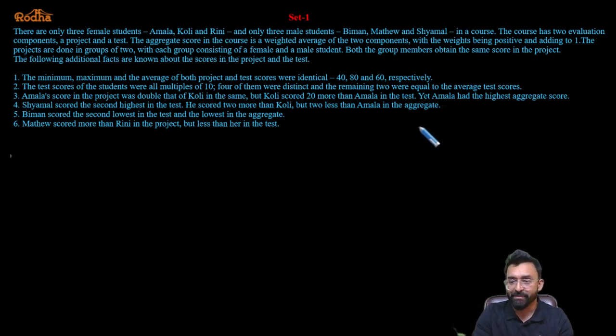Let's say if I say a group has 2 people, then the score of both of them will be x, both will be y, what will be the score of both of them? It will be z. They'll be scoring the same marks. That's what we have in this statement, right?